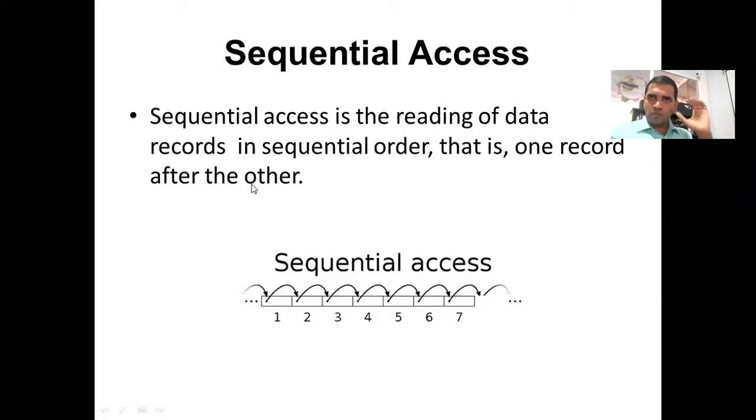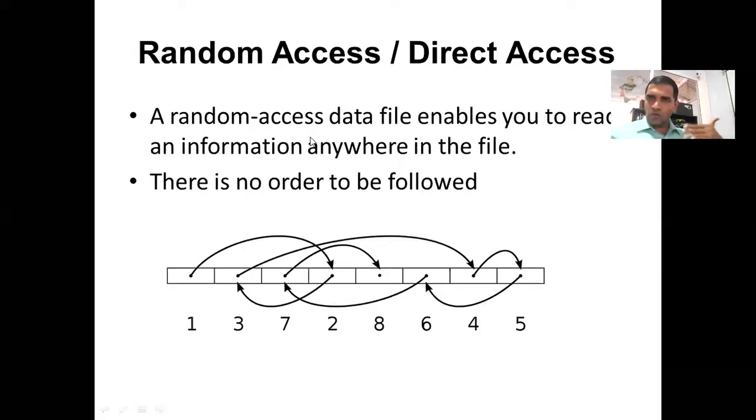Here, tape is used for sequential access, right? But for random access, you cannot use tape. Here you have to use disks, right? It can be CD, DVD, hard disk, or floppy disk. Anything can have a random access file. So all the files which we use can be accessed by these two methods, right?